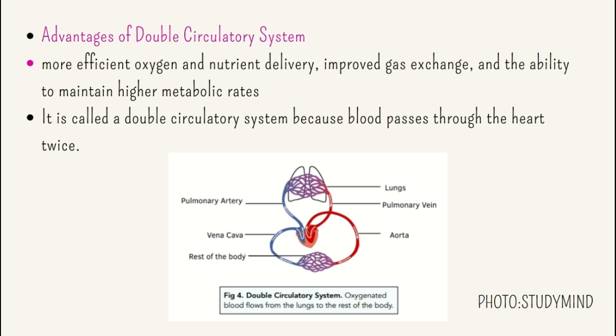So, we said before that as humans we have a double circulatory system, right? And we said that blood passes through the heart twice. That is what we said. Now, why is it so advantageous to have a double circulatory system? So, more oxygen and nutrient delivery, improved gas exchange, and the ability to maintain higher metabolic rates.